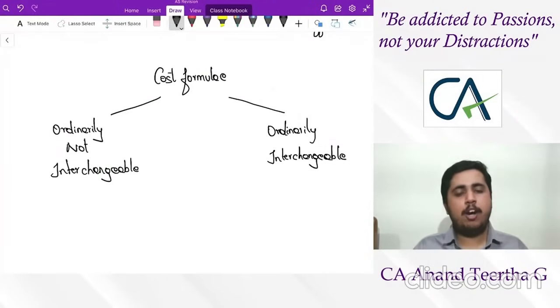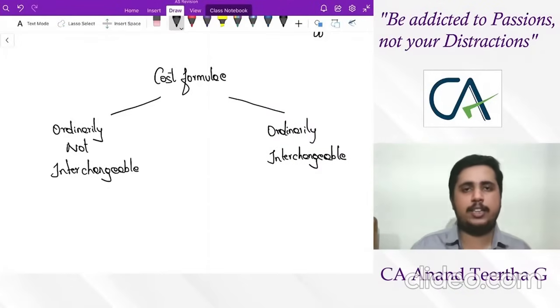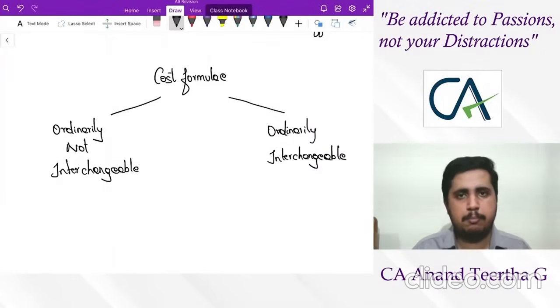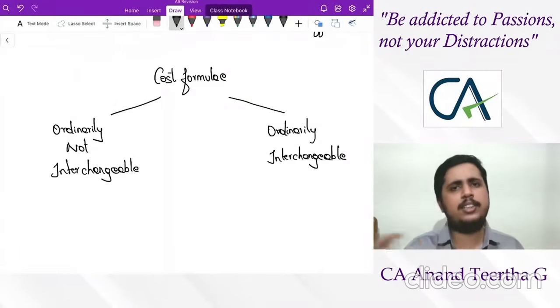Now, what do you mean by ordinarily not interchangeable and ordinarily interchangeable? I'll first give you an interchangeable example. Assume that there are a total of 100 Apsara pencils. Pencil business, 100 Apsara pencils are there. Now, a customer came and asked for pencils. You can give pencil number 1, you can give pencil number 99, you can give pencil number 76, anything. Why? Because all the pencils are similar. I am saying it is of a similar brand. Say there are different brands also when it comes to pencils, but I am saying similar brands. If that is the case, one pencil is interchangeable with the other.